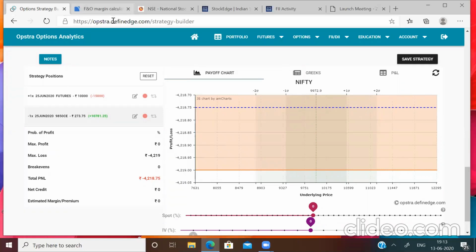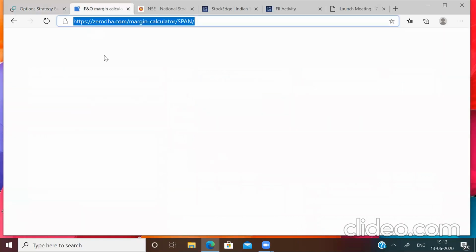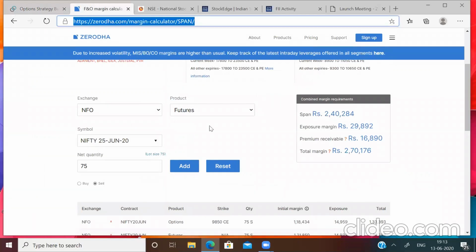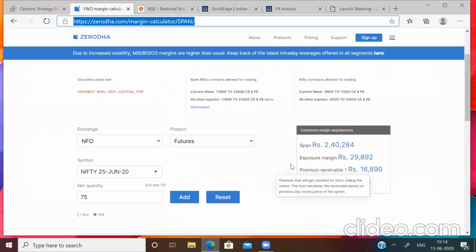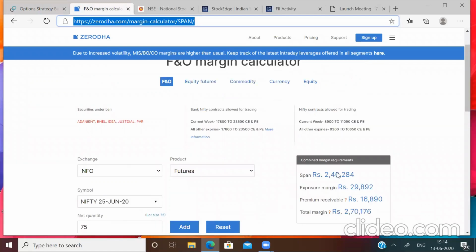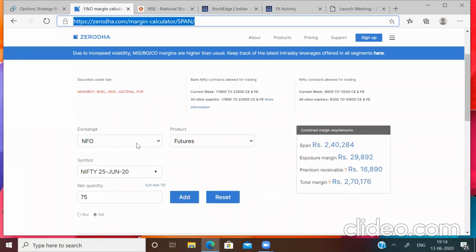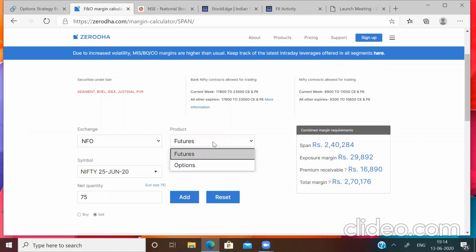To know how much you have to invest for this trade, you can go to the F&O margin calculator of Zerodha. You can see how much you need to pay. I have already used this. You can select NFO, futures, options. Once you select, I have already done this. So the total margin required for this trade is 2,70,000. If you have a 3 lakh rupees corpus, you can do this trade, right? Make sure it is being used simultaneously for shorting the position as well.